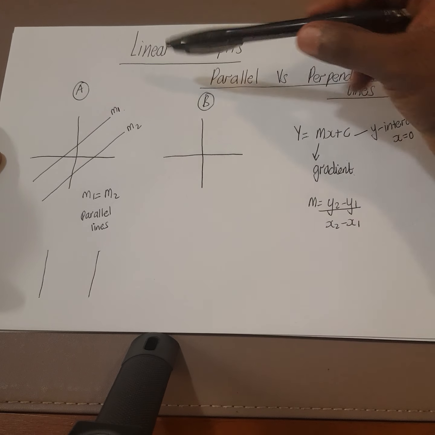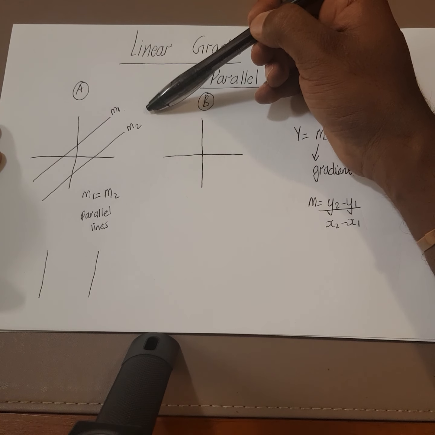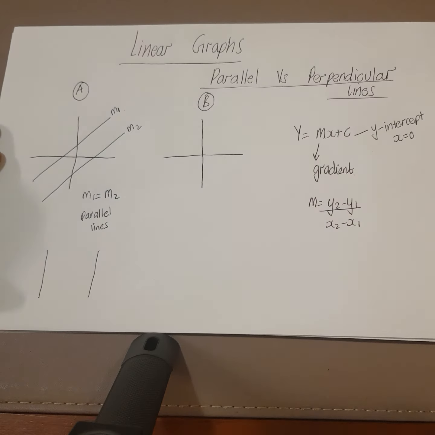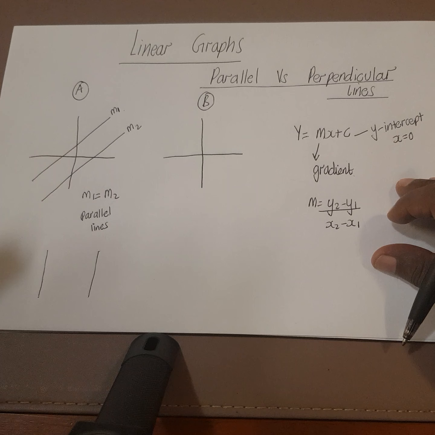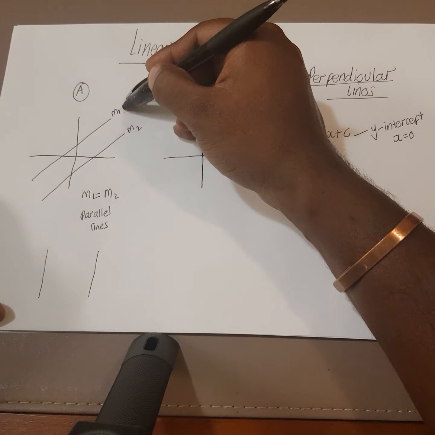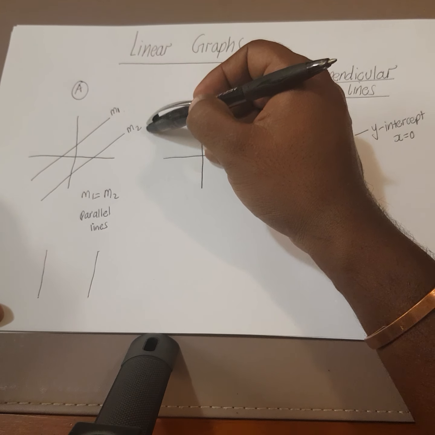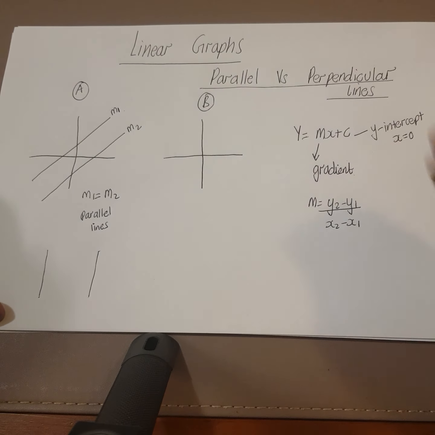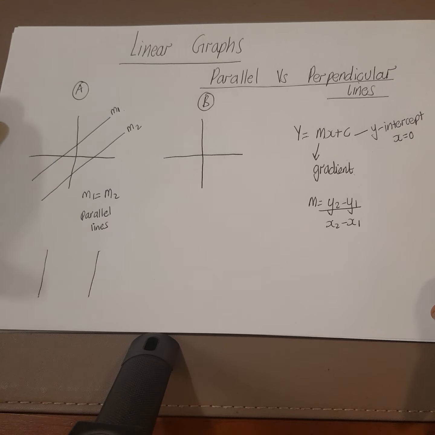This is how parallel lines are represented on a graph. You've got one line here and another line here, and based on the definition, they don't meet. That tells you that parallel lines have the same gradient, so m1 equals m2. If m1 is equal to 2, then m2 will be equal to 2. Suppose m1 is negative 1, then m2 is negative 1 as well. That's how you understand that parallel lines have the same gradient.